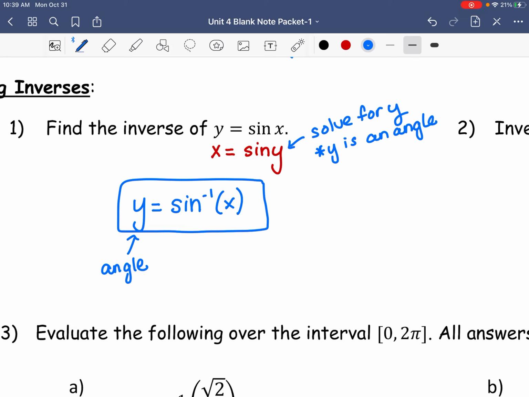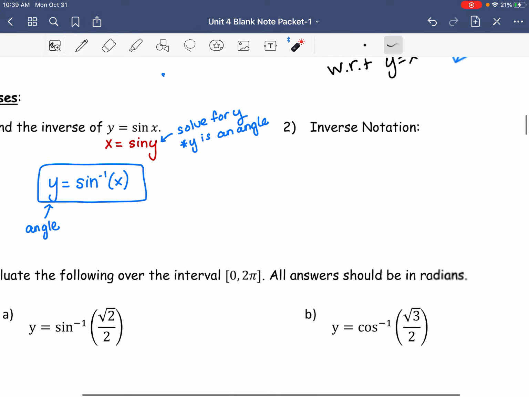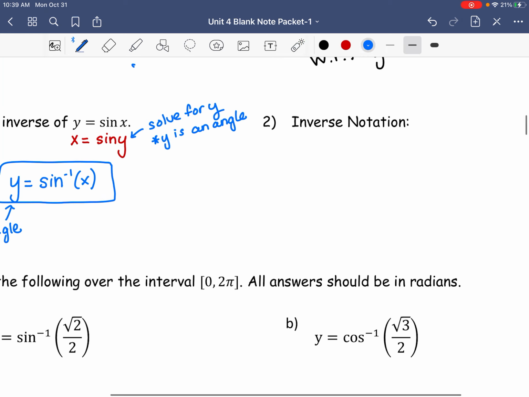So if you ever see something that looks like sine to the -1, your answer is always going to be an angle. Here's how some of the other ones might look, over here where it says inverse notation. It could be sine to the -1 of x. It could be cosine to the -1 of x. And tan. We also deal with the other ones, but these are our three main trig terms.